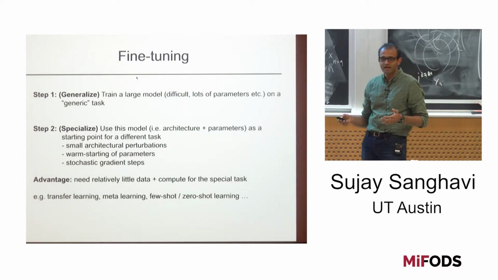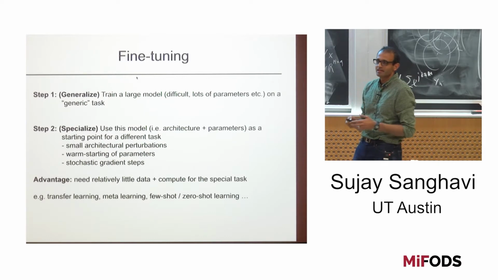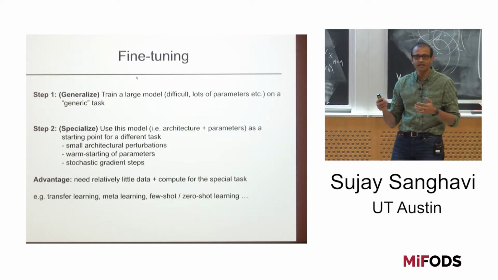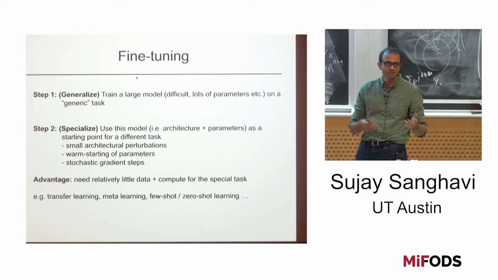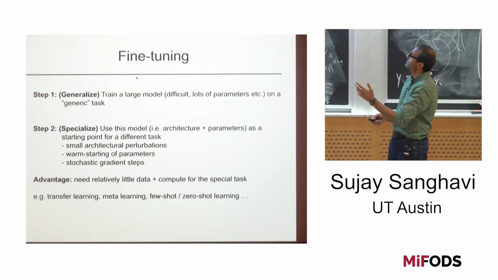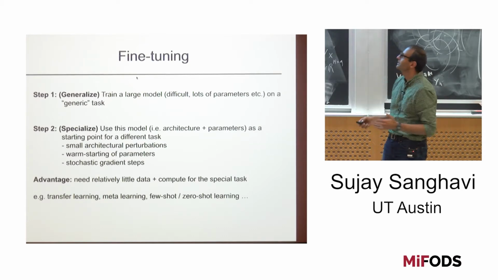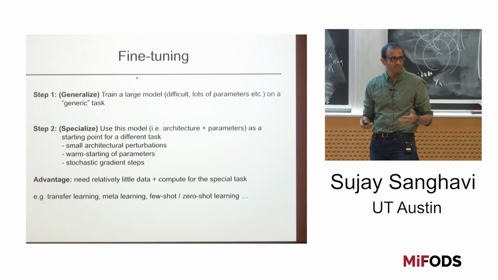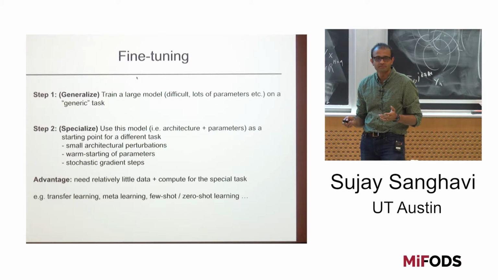What often happens in practice, and what I think 90% of the people who work on neural networks do, is fine tune. You take a model that already exists, and you modify it to some extent, and the extent differs by person and by application. The idea is that you first train a large model, and typically nobody does step one except maybe Google Research or something. You train a large model, which is quite difficult to do and needs lots of parameters, on some kind of generic task.